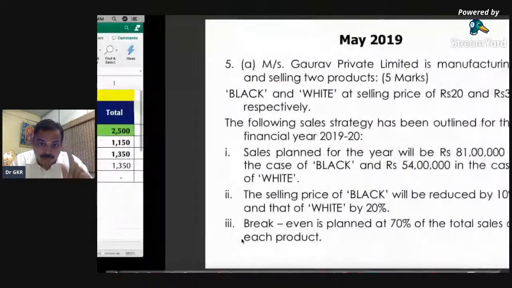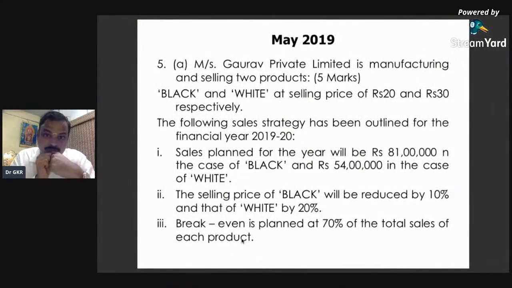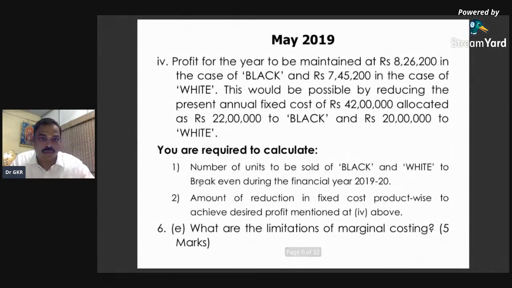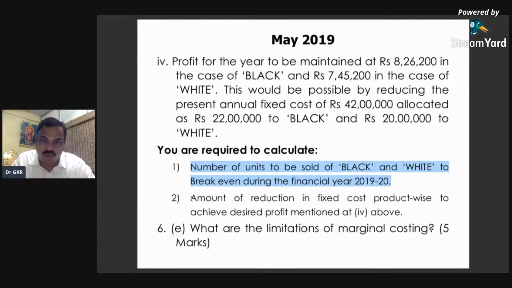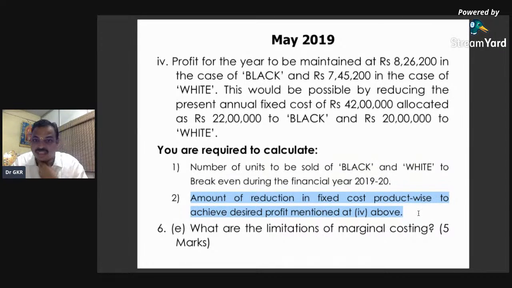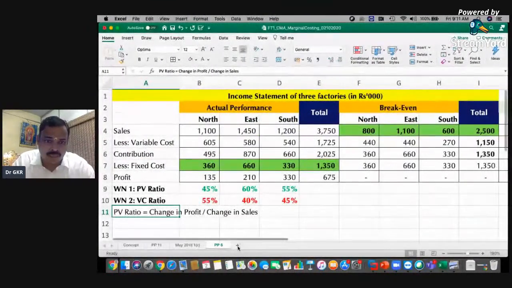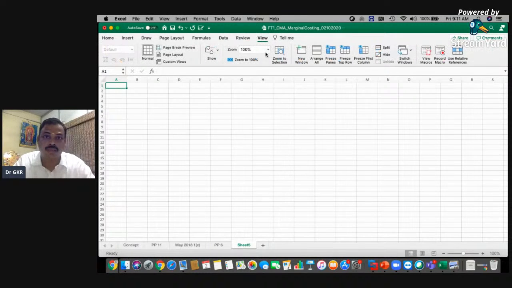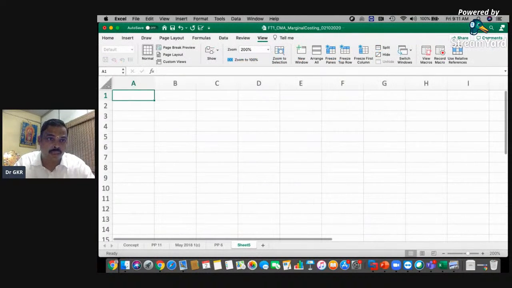Now, company is one, but product is two. Product is two selling price, then everything will be there. So you have to find out number of units to be sold for black and white to break even during financial year, amount of reduction in fixed cost product wise to achieve desired profit mentioned at 4 above. Okay. So the same model. Model is going to be the same, guys. Model is going to be the same. So please look at this question now. This is very, very important.